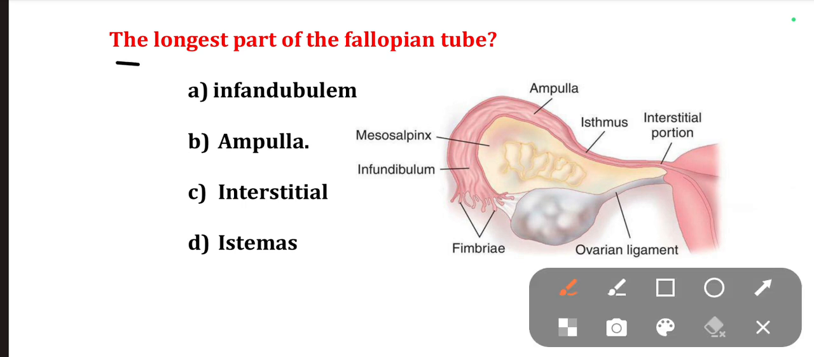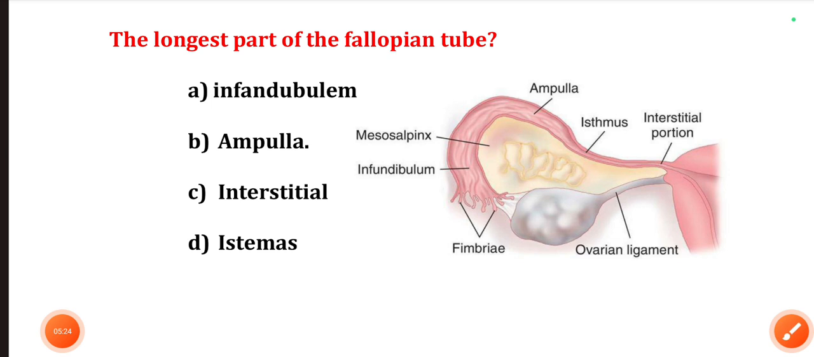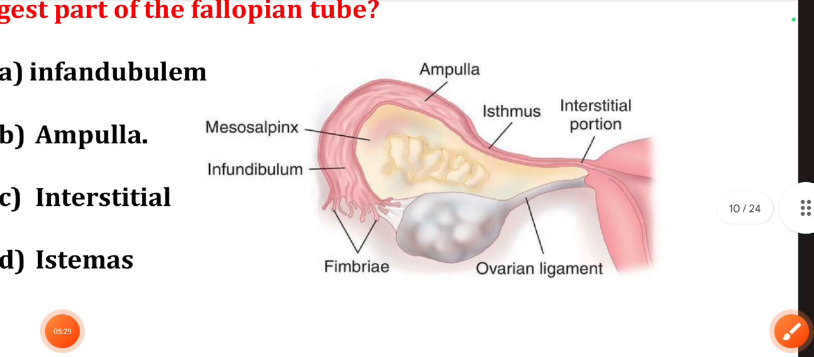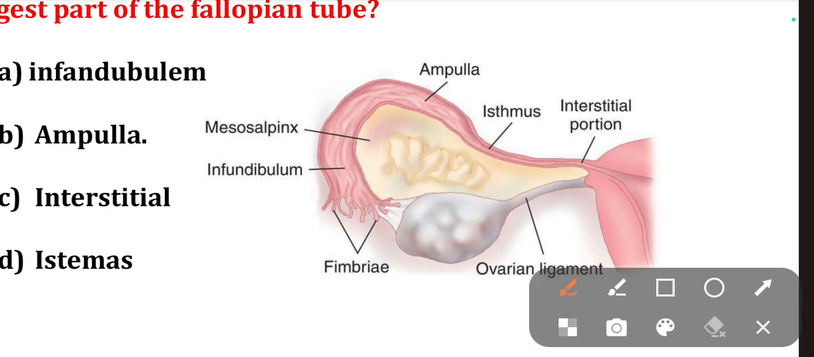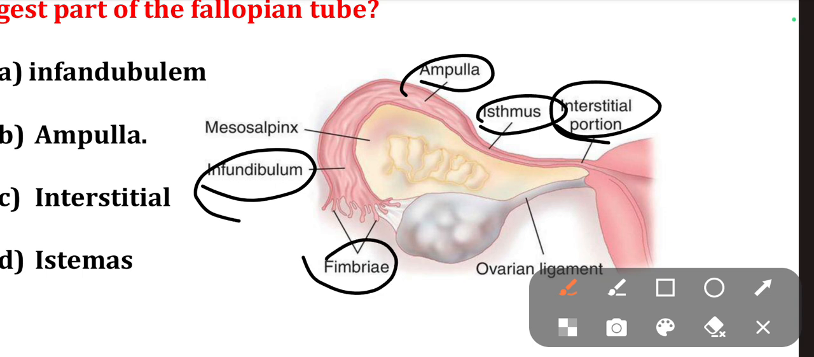The next one is the longest part of the fallopian tube. Options: infundibulum, ampulla, interstitial, and isthmus. The right one is ampulla. So here you can see in the picture the fallopian tube and its parts. The first one is the interstitial portion, then isthmus, ampulla, infundibulum, and fimbriae. So if you compare the distances, the longest part is the ampulla. So this is the common site for fertilization and tubectomy.